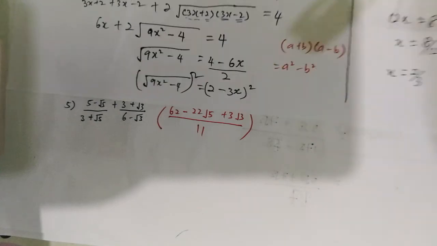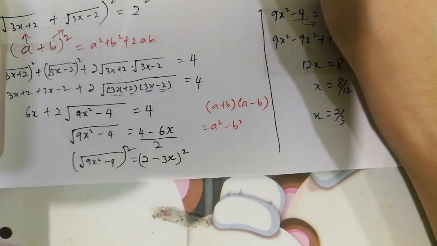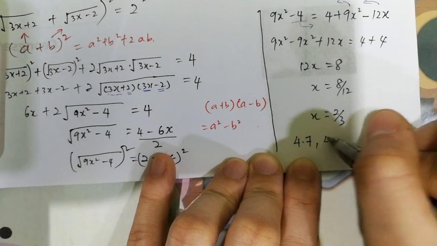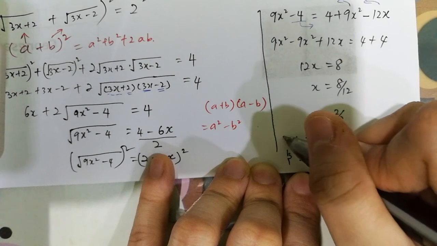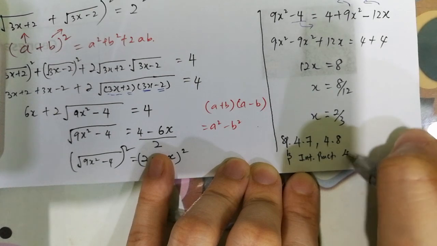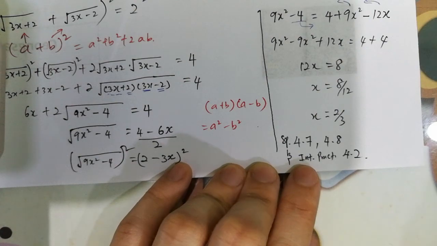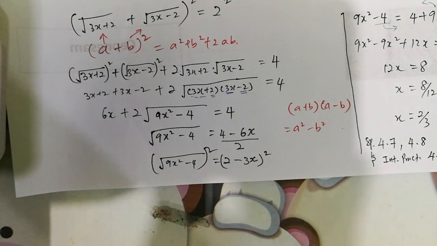I did it for you already. No more for you to do. After that you try yourself for practice. Practice 4.7, 4.8, and also the intense. This one is self practice, this one is intense practice, 4.2. So this is for the whole week. For the whole week you study this. Slowly you do, anything you can just ask. Okay, thank you.